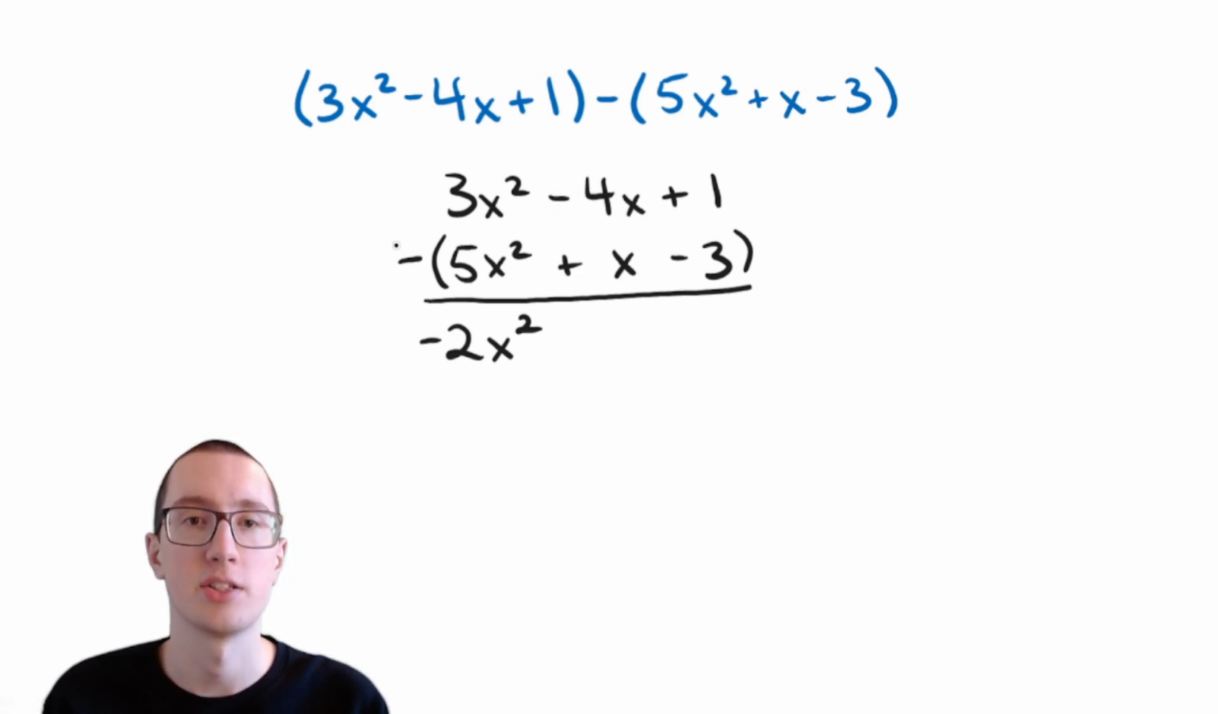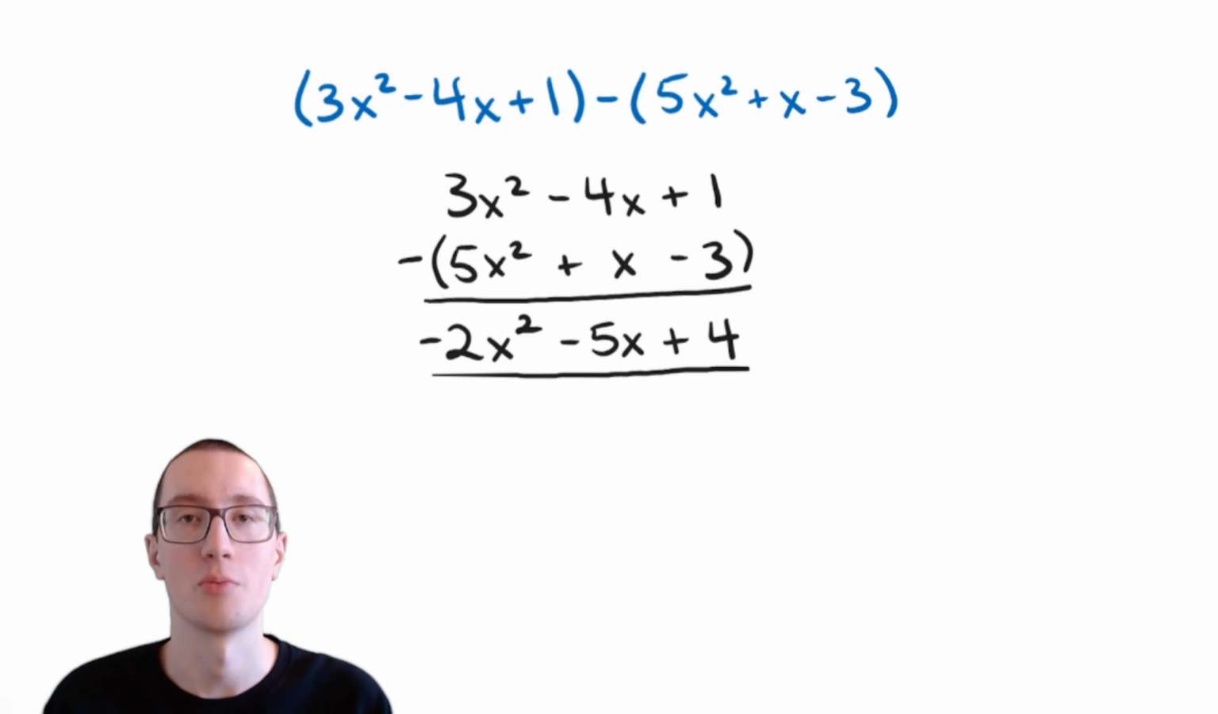This is negative 4x minus x, because the minus is distributed to all three of these parts. So we're going to have minus 4x minus another x, which is minus 5x. And now here we have 1, so positive 1, minus 3. Well, two negatives make a positive, so this is actually 1 plus 3, which is 4. So there you go, our final simplified version of this top part is negative 2x squared minus 5x plus 4.